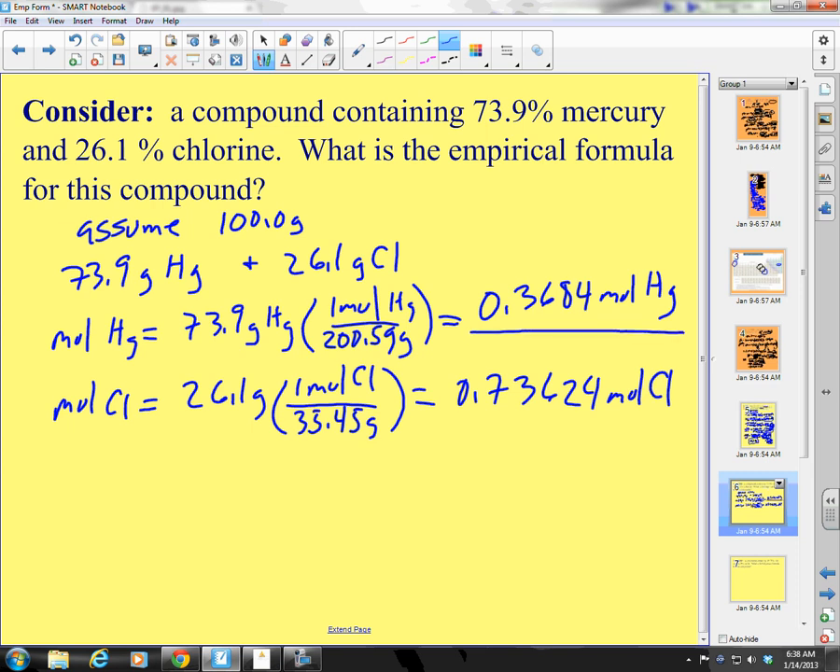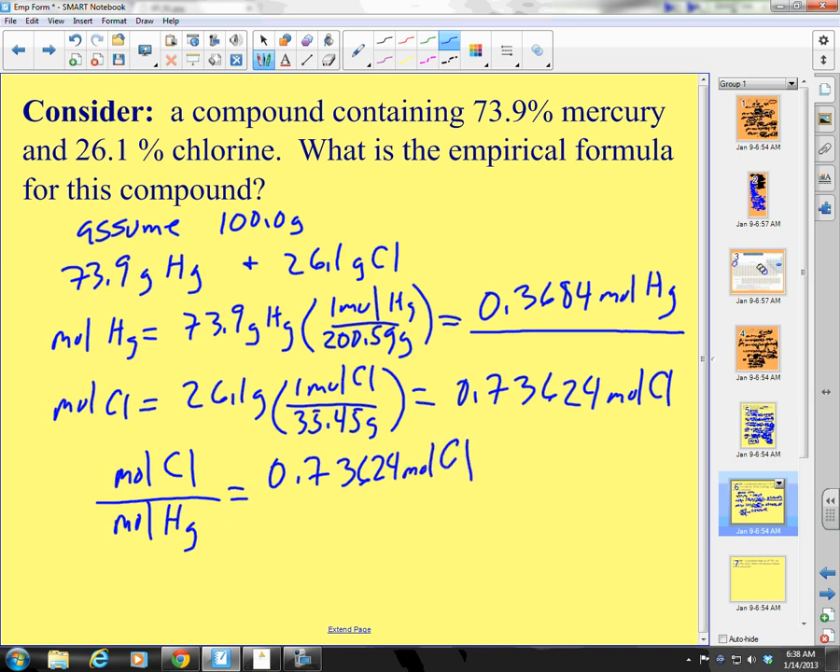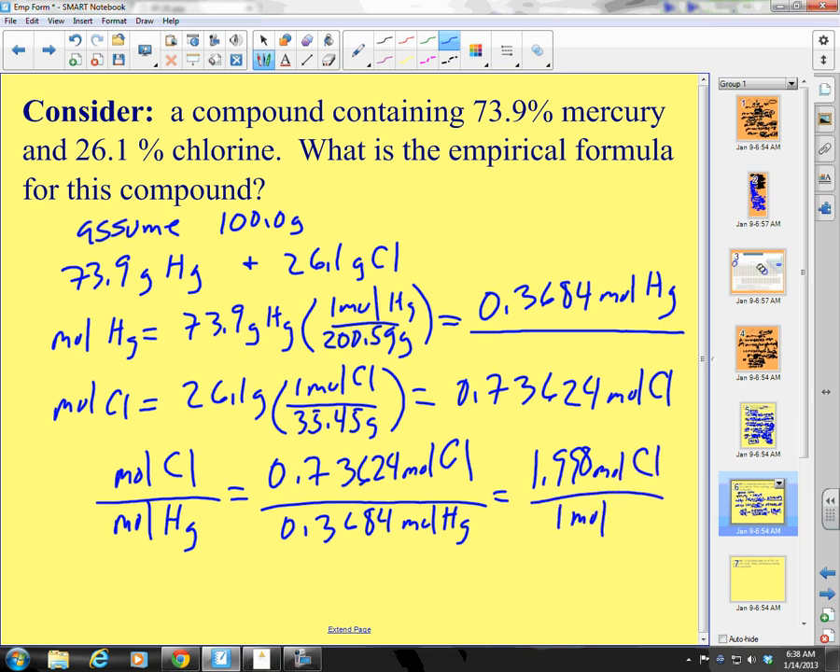Well, that's the smallest one. So I want to set up a ratio of moles of chlorine, the bigger one on top, over moles of mercury, the smaller one on the bottom. And what do I have? 0.73624 moles of chlorine over 0.3684 moles of mercury. Got it? Good. Let's do the numbers. Divide by 0.3684, and I get 1.998 moles of chlorine per 1 mole of mercury.